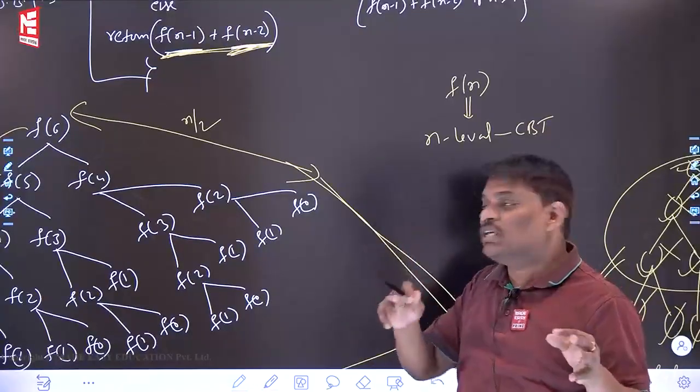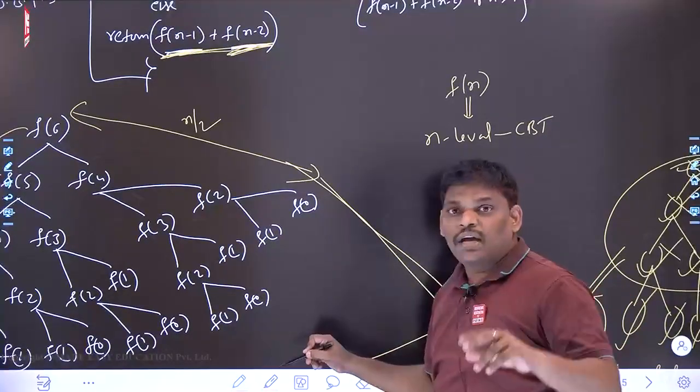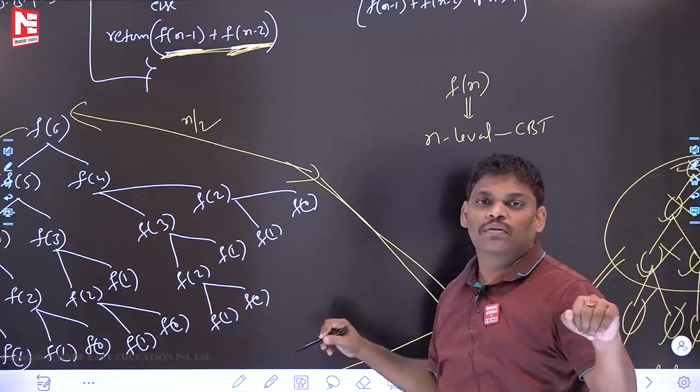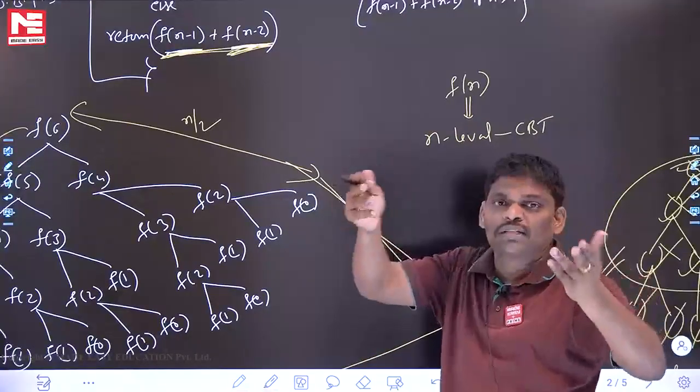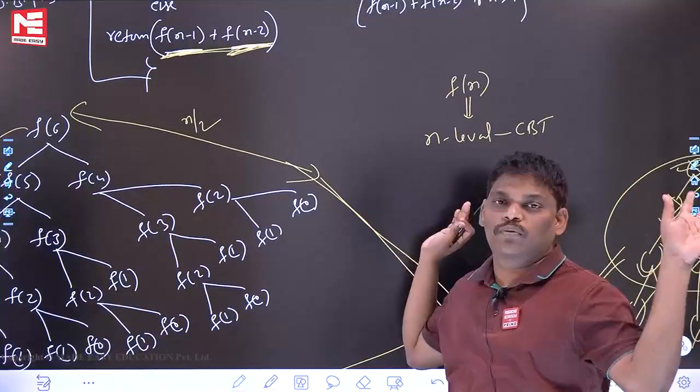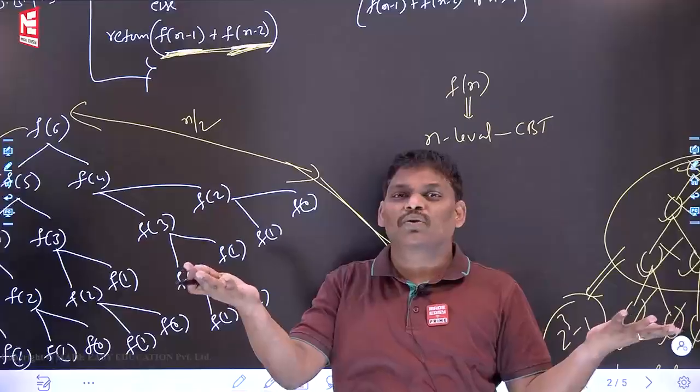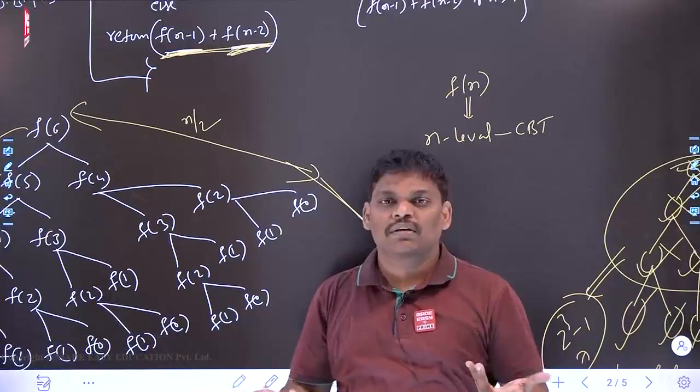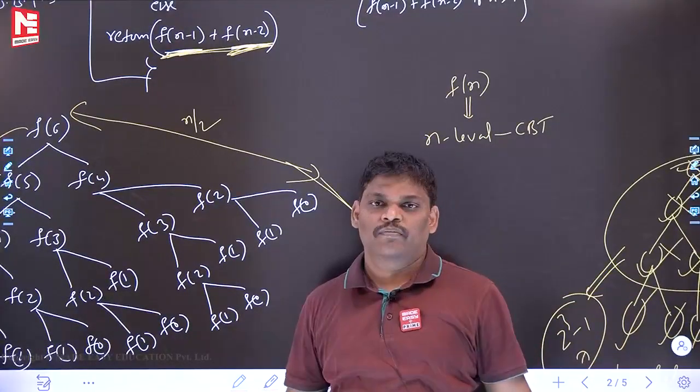Means the things which are not there, I am imagining that they are available. So I am imagining more, that is called upper bound. I am finding upper bound. See, left n, right n by 2. How can I find out the exact answer? Let's find out at least the upper bound.